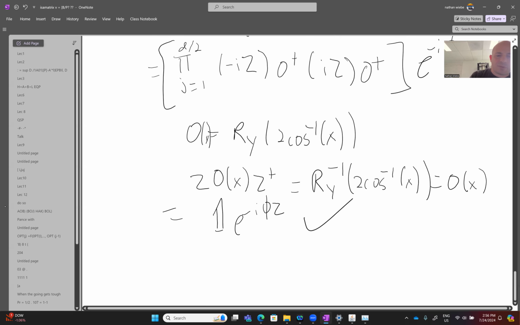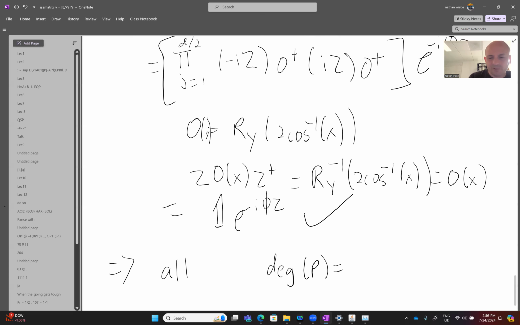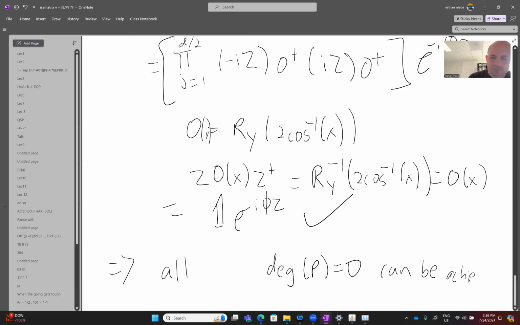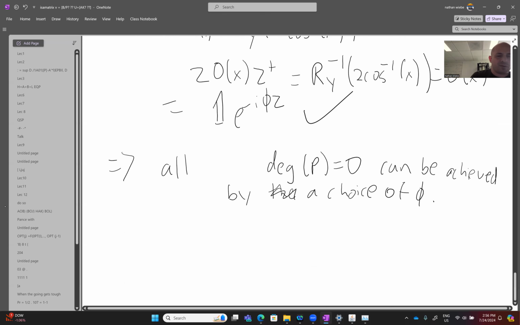And thus, we can always end up achieving that case as well. So what this ends up implying is that all cases of degree p equals 0 can be achieved by a choice of phi. Okay, wonderful. So that ends up showing our base case. Now what we need to do is talk about how to build higher order polynomials.